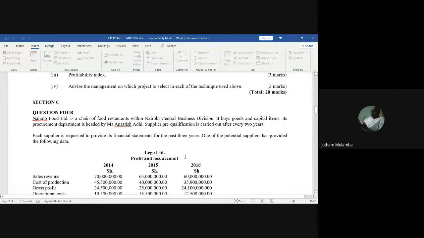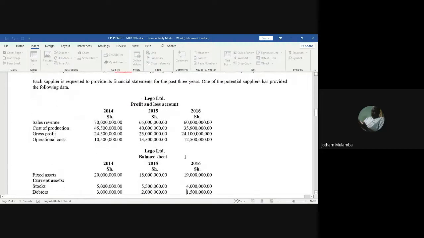So question 4: Nahulo Food Limited is a chain of food restaurants within Nairobi's central business district. It buys goods and capital items. Its procurement department is headed by Mrs. Anastasia Adhi. Supplier pre-qualification is carried out every 2 years. Each supplier is requested to provide its financial statements for the past 3 years. One of the potential suppliers has provided the following data for 2014, 2015, and 2016.